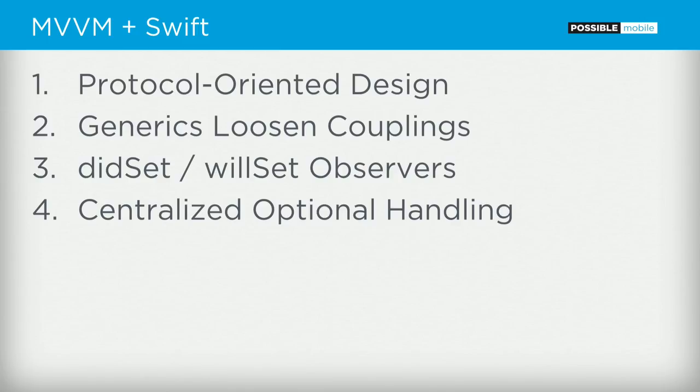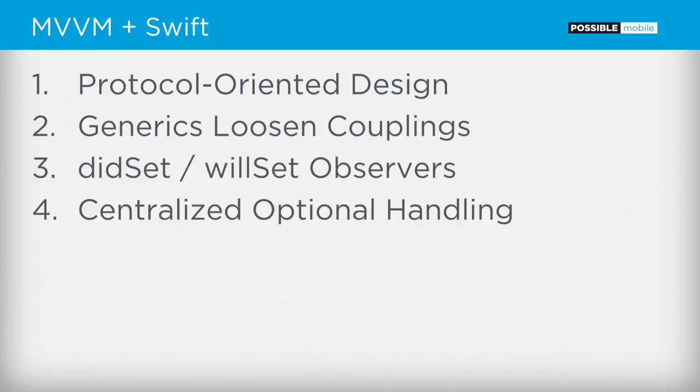Some of the benefits here are, protocol-oriented design allows for even further decoupling. Generics loosen couplings that were there before. One of the common ways to use MVVM, and in Objective-C would have been, is through bindings. So if I have a view model that's attached to a view controller, I would bind labels. Obviously in iOS, it's different from on the Mac, but I would use some kind of binding agent like KVO to basically connect this label with this string and this label with this date or whatever, so that changes would be reflected in the UI.